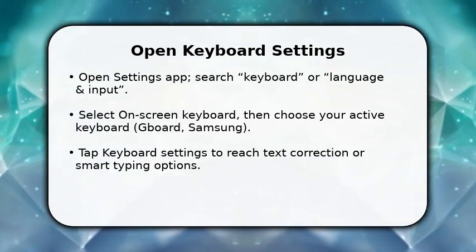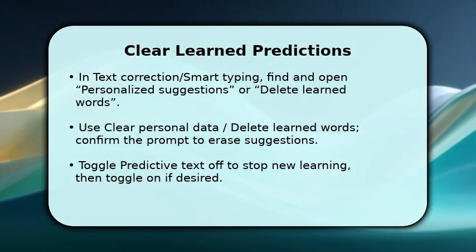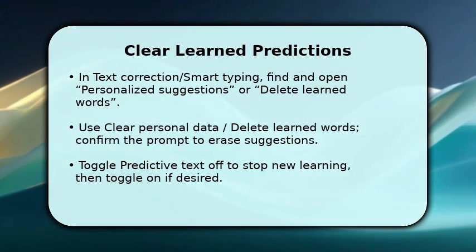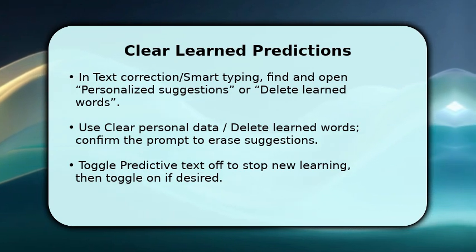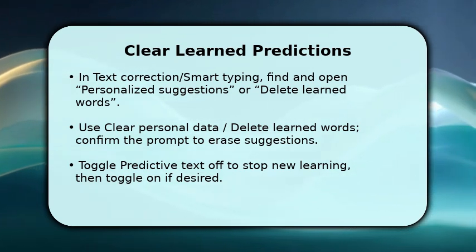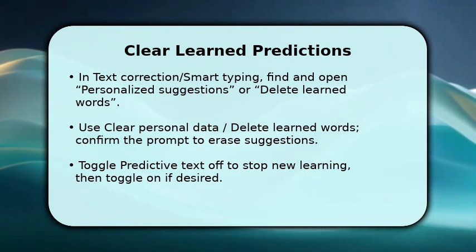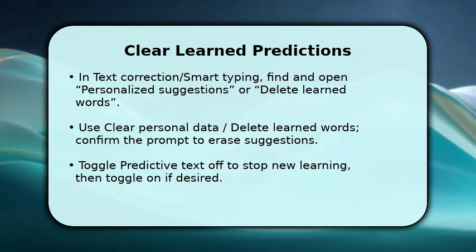Keep going to clear the stored words. Once in the right screen, locate the command labeled Delete Learned Words, Clear Personal Data, or Reset Predictions. Wording varies by keyboard. You'll tap it, read the confirmation, and accept. That removes stored suggestions tied to your typing history.